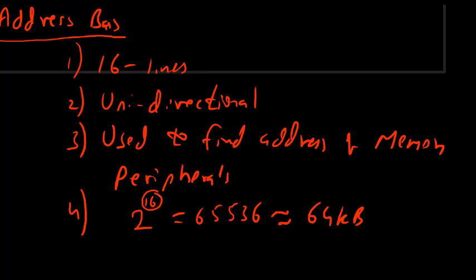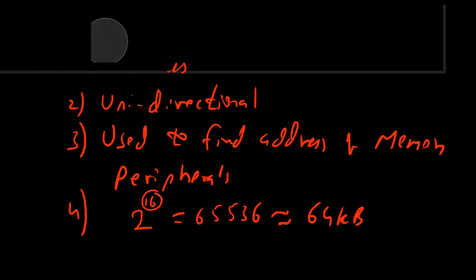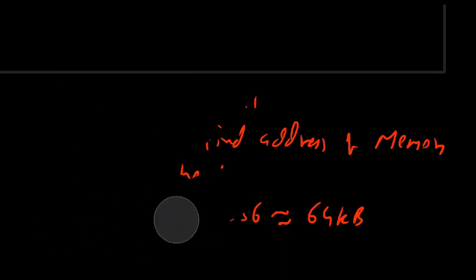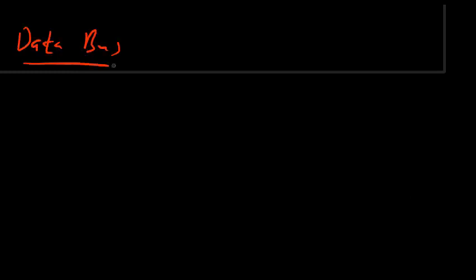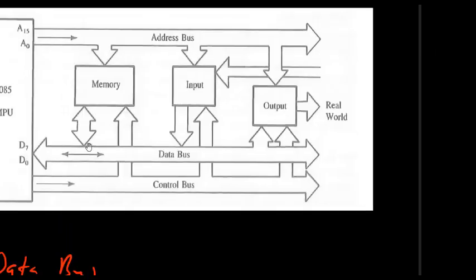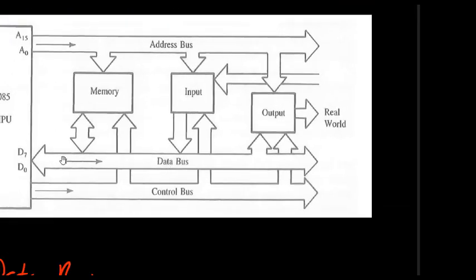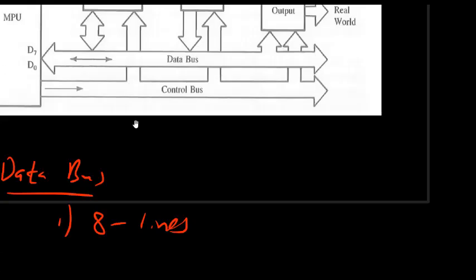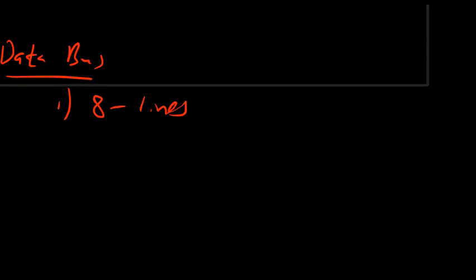Then next is the data bus. The data bus, of course, consists of 8 lines, and here what we observe is that this data bus is bidirectional. Bits can flow in both directions.